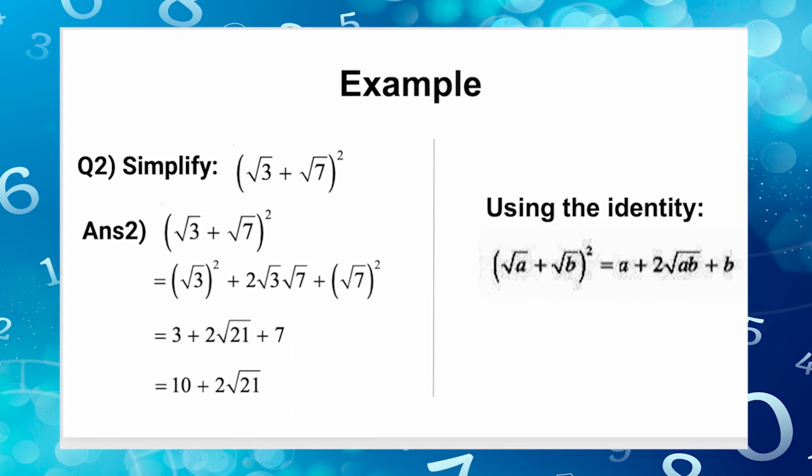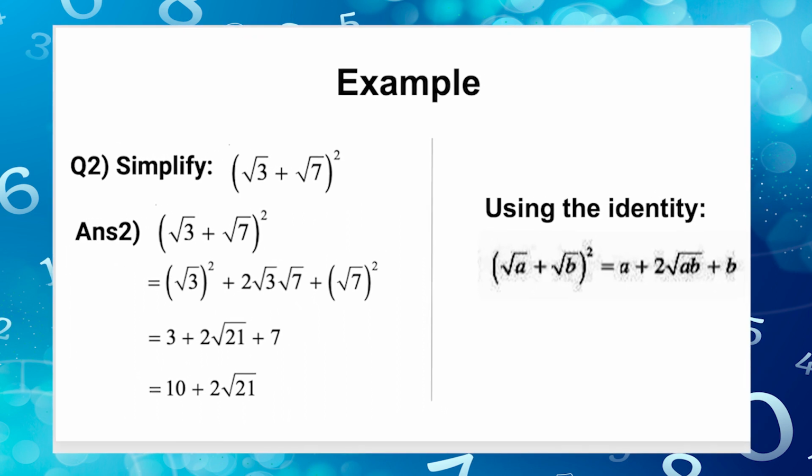To understand it more precisely, let us take one more example. Root 3 plus root 7 whole square. On using the identity root A plus root B whole square gives A plus 2 root AB plus B. On simplifying, we get 3 plus 2 root 21 plus 7. Further, on adding, we get 10 plus 2 root 21.